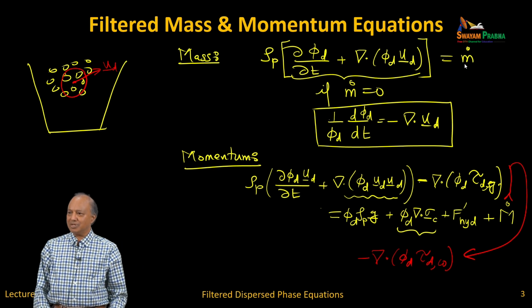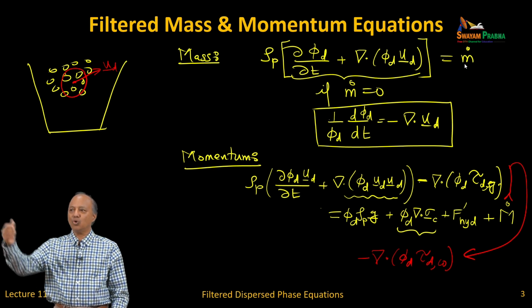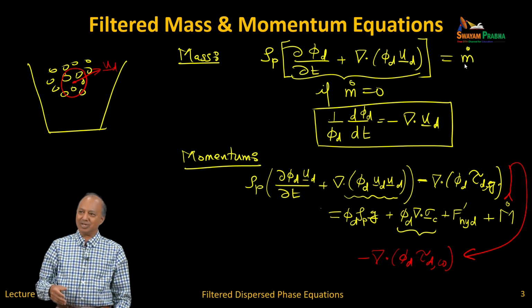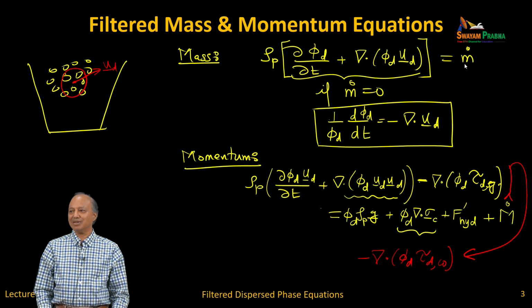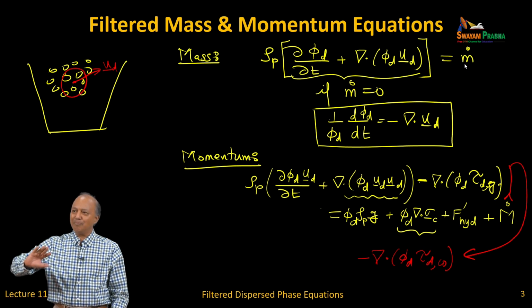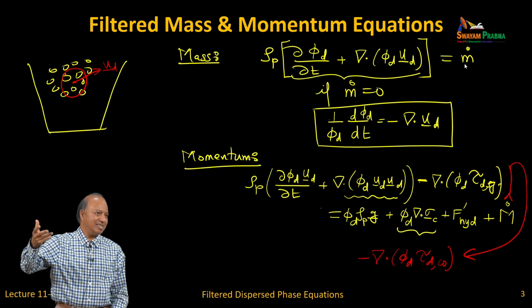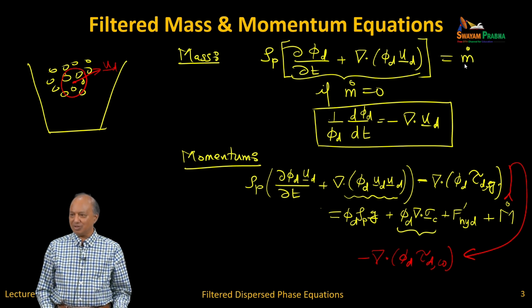M dot, from this definition, is the mass going from the fluid to the particle. So M dot will be positive for condensation and negative for evaporation, and this appears just with a negative sign in the mass balance equation of the gas. So it's pretty straightforward.